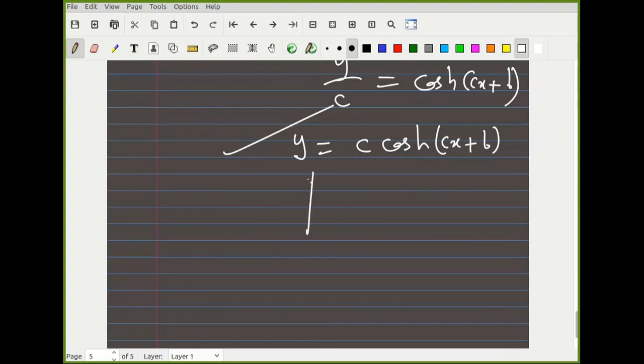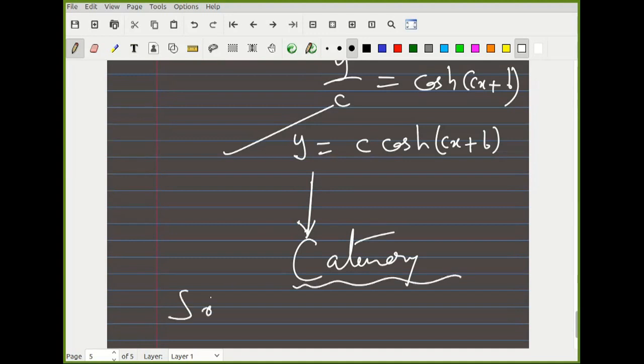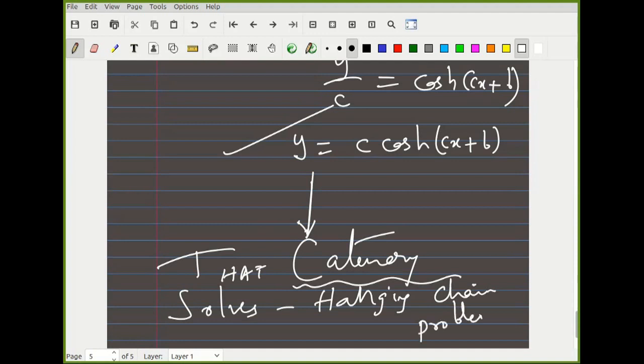This can be seen as a catenary, and therefore the hanging cable problem leads to the shape being a catenary. So that solves the hanging cable or chain problem. There are many other interesting problems like the isoperimetric problem, etc., that can be solved by calculus of variations, which we can take up in some other session. Thank you, guys.